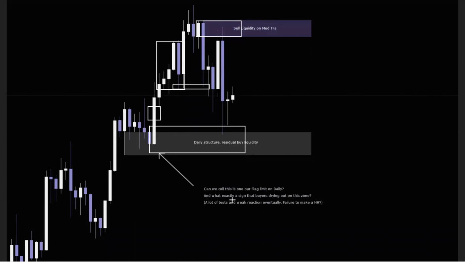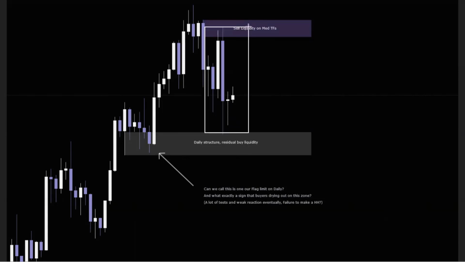So the question is, can we call this one our flag limit on the daily, and what exactly is a sign that buyers are drying out in this zone? For example, a lot of tests and weak reaction eventually, or failure to make a higher high. Yeah, you can call that a flag limit. Price is currently flagging out here. You might think of it as trapped between this area here and this area here. So those are your flag limits.